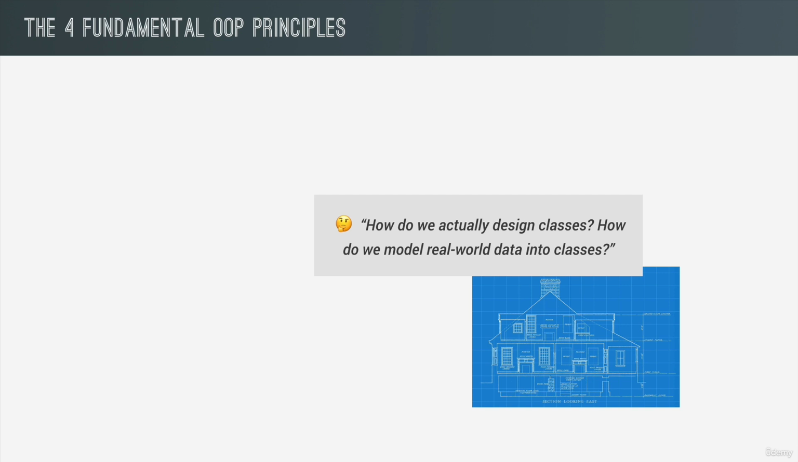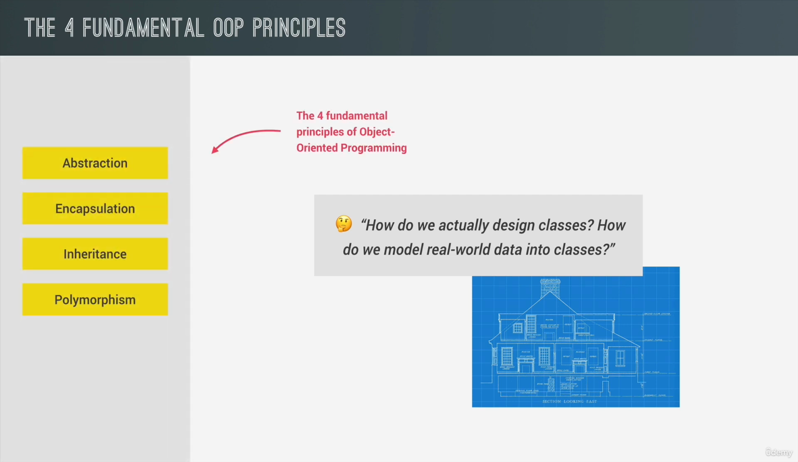Now, the answer is, as you can imagine, not straightforward. So there's not a single correct way of designing classes. There are, however, 4 fundamental principles that can guide us toward a good class implementation. And these principles are abstraction, encapsulation, inheritance, and polymorphism. And these are actually techniques that can also be used outside of OOP, but they are especially relevant in this context. So let's now take a more detailed look at each of them.